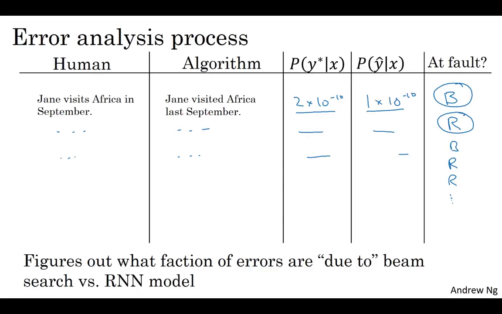Whereas in contrast, if you find that the RNN model is at fault, then you could do a deeper layer of analysis to try to figure out if you want to add regularization or get more training data or try a different network architecture or something else. And so a lot of the techniques that you saw in the third course in this sequence would be applicable there. So that's it for error analysis using beam search.